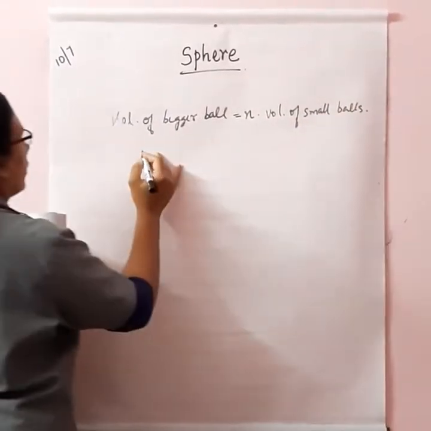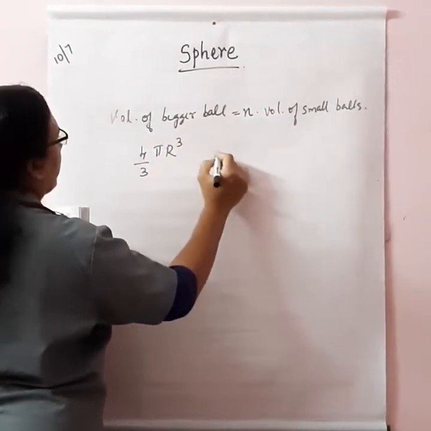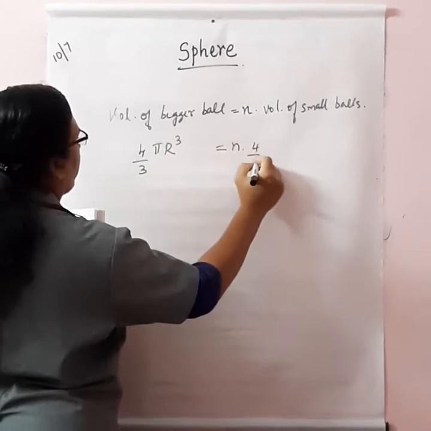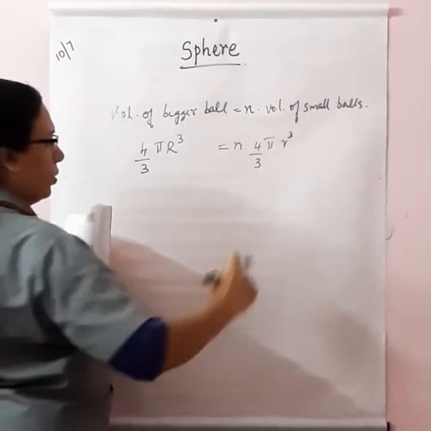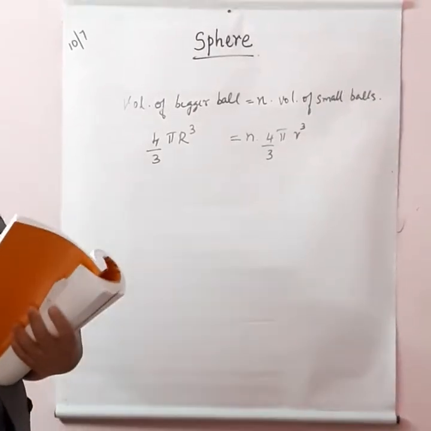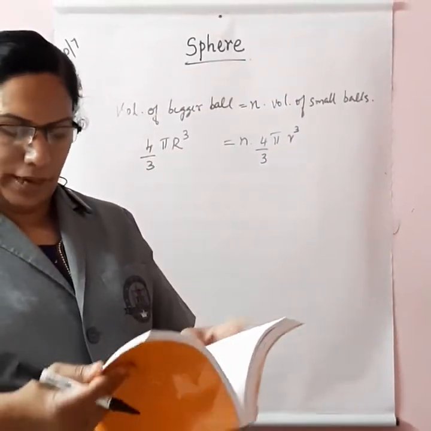So volume of the bigger ball is what? 4 by 3 pi into capital R cube. Here n into 4 by 3 pi. If small r is the radius of the small ball, you can equate like this. Okay? And then you can do the problems from 1 to 5, you can do like that.